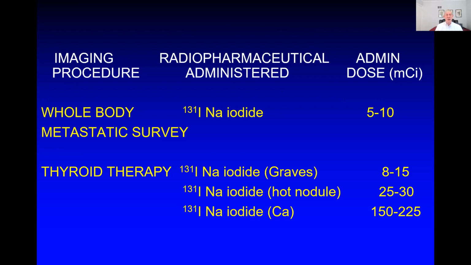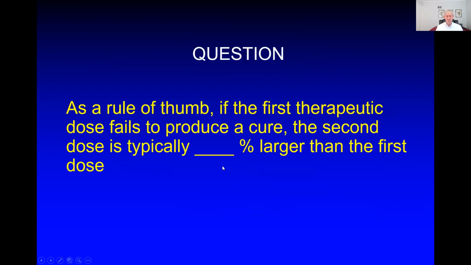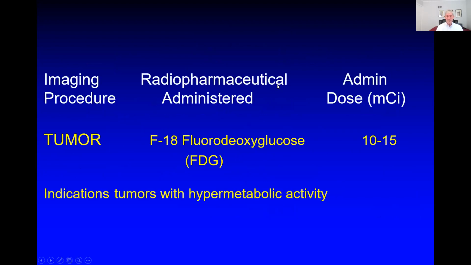I mean, the tumors might eventually go away, but certainly not right away, but they're just dead. They're just sitting there doing absolutely nothing. So as a rule of thumb, if the first dose fails, the second dose is going to be 50% larger than the first. Now, later on, it might be back in the therapy part, I'm going to ask you this question, but I'm going to word it differently and it's going to have a different answer. So just kind of keep that in mind. Okay.